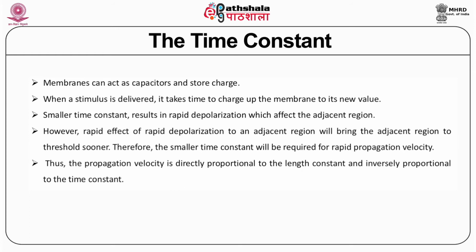A smaller time constant results in a rapid depolarization, which affects the adjacent region. The rapid depolarization of the adjacent region will bring it to threshold sooner also. Therefore, a smaller time constant is required for rapid propagation velocity. Thus, the propagation velocity is directly proportional to the length constant and inversely proportional to the time constant.